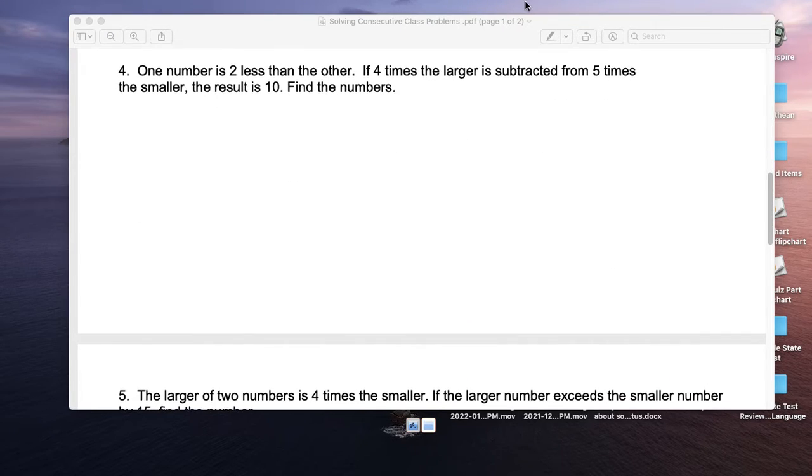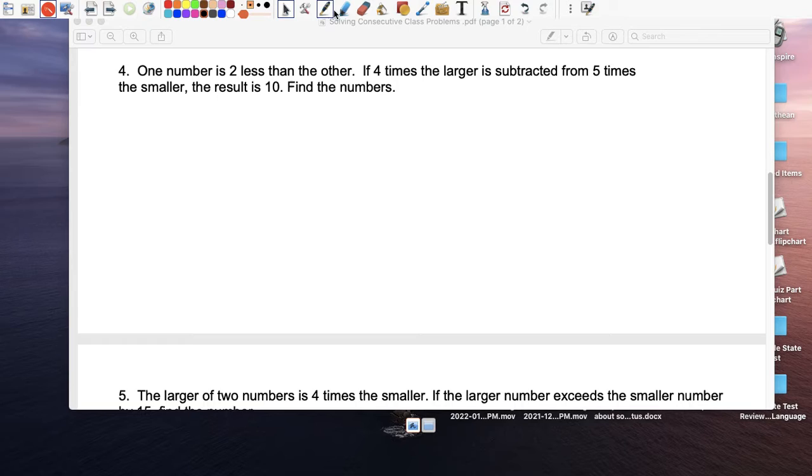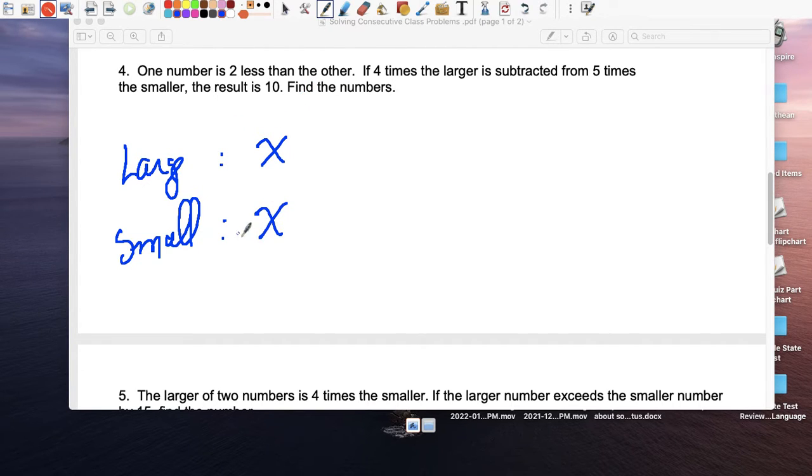One number is 2 less than the other one. So again, there's a large number and a smaller one. One's smaller by 2. In this case, let's call the large one x, and the smaller one is going to be smaller by 2, because it says 2 less than the other one. So the smaller number is going to be whatever the large is, and take away 2. Identify the two numbers.